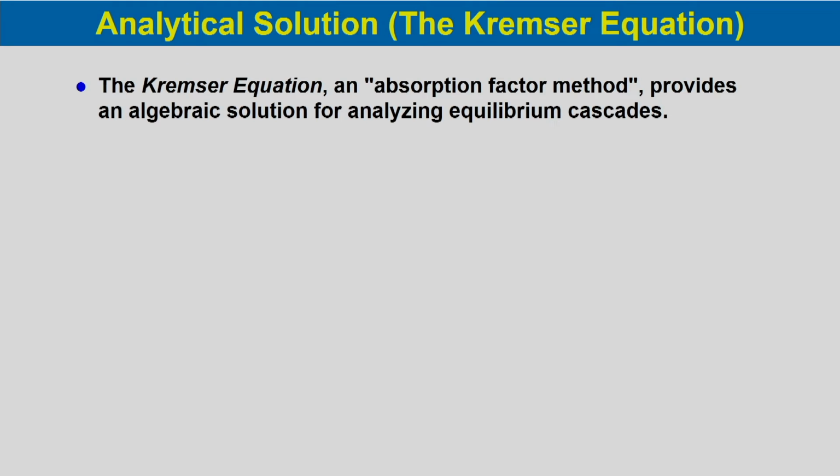The Kremser equation is an absorption factor method. It provides an algebraic solution for analyzing equilibrium cascades. So, when we have a stage wise contact of the gas and liquids, we call this cascade arrangement, and in most of the cases it is very difficult to obtain the analytical solutions, but Kremser equation is one such method where we can apply algebraic equations to analyze the equilibrium cascade.